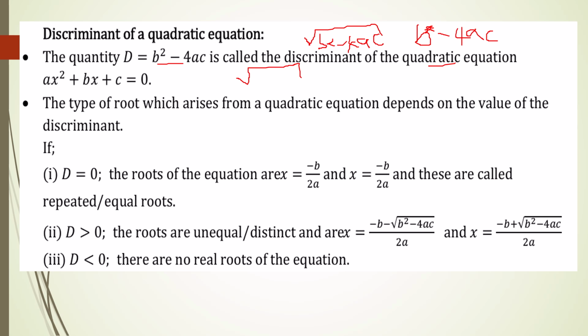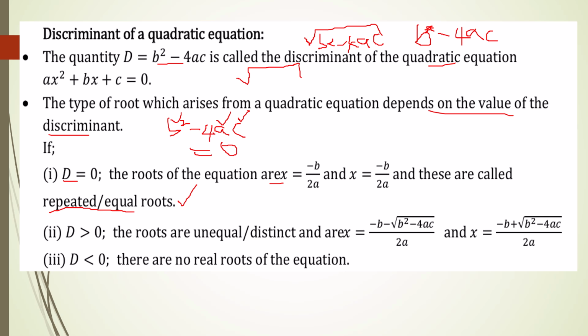So proceeding, the type of root which arises from a quadratic equation depends on the value of the discriminant. If you have got your discriminant equal to 0, then the roots of that equation are going to be called repeated or equal roots. If you have substituted the values of a, b, and c, and you get your final answer equal to 0, we assume that the quadratic equation you are solving has equal or repeated roots.